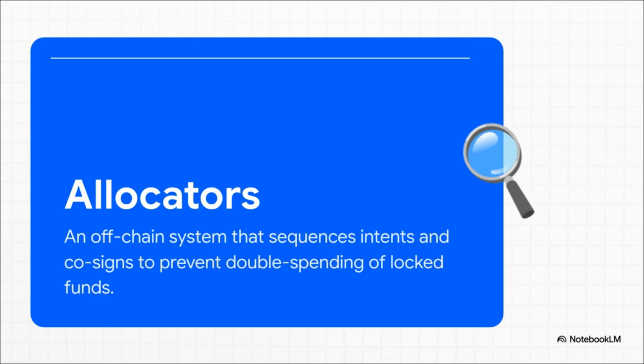The second component is something called allocators. The best way to think of these is as the off-chain traffic controllers. They operate off-chain, which is key for speed. Their job is to watch all the user intents, keep a running account of everyone's locked funds, and co-sign everything to make absolutely sure nobody can double spend. You can't promise the same locked USDC to two different relayers. The allocator prevents that. It's the central nervous system for accounting.